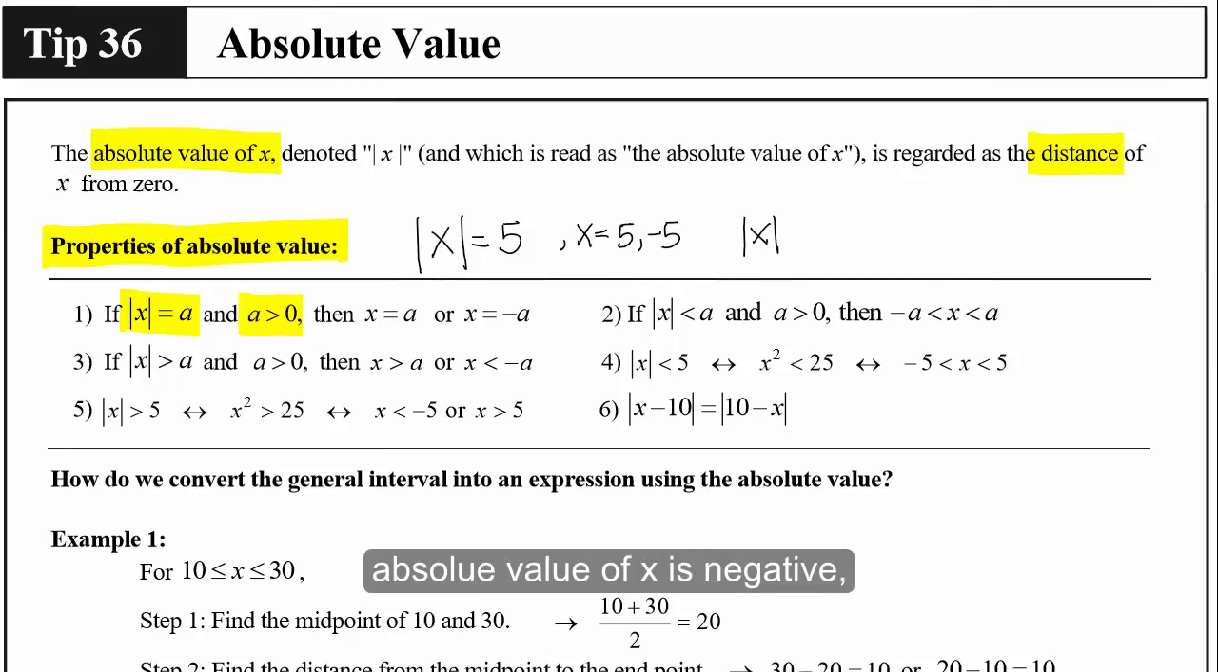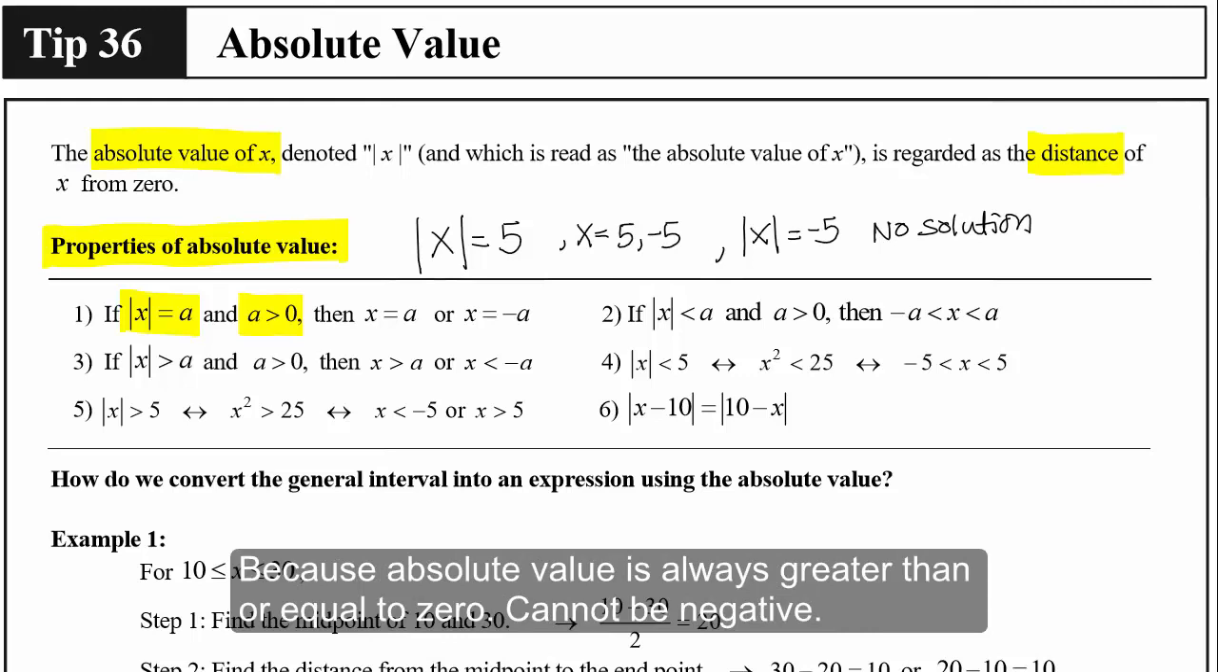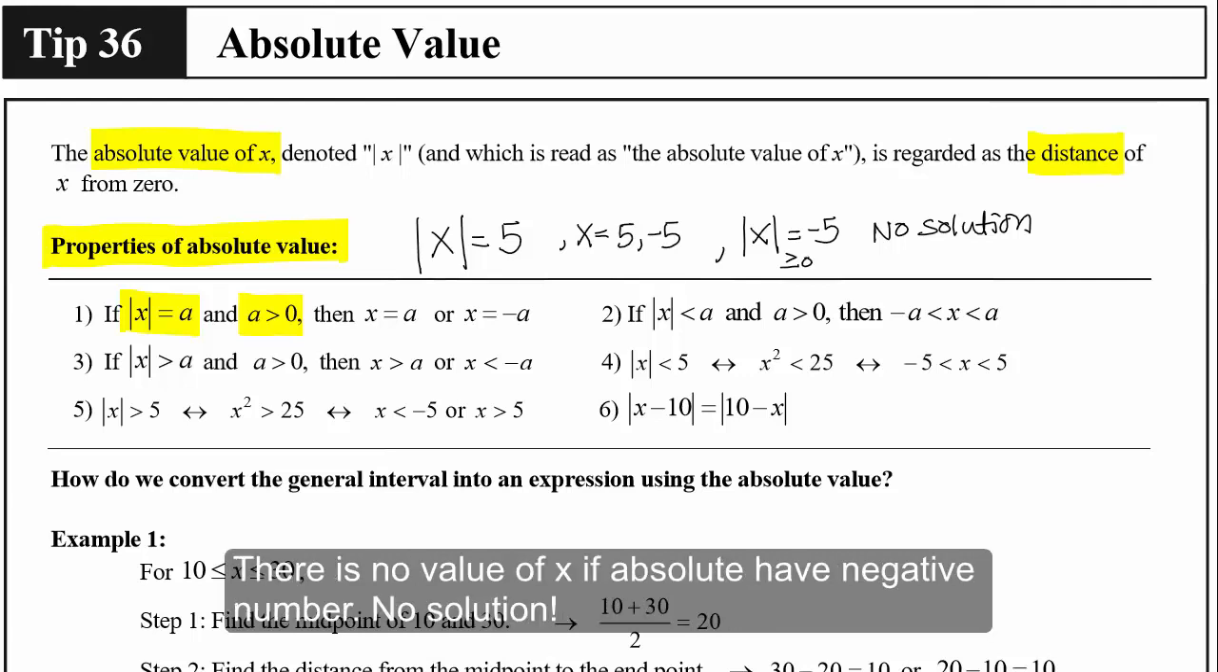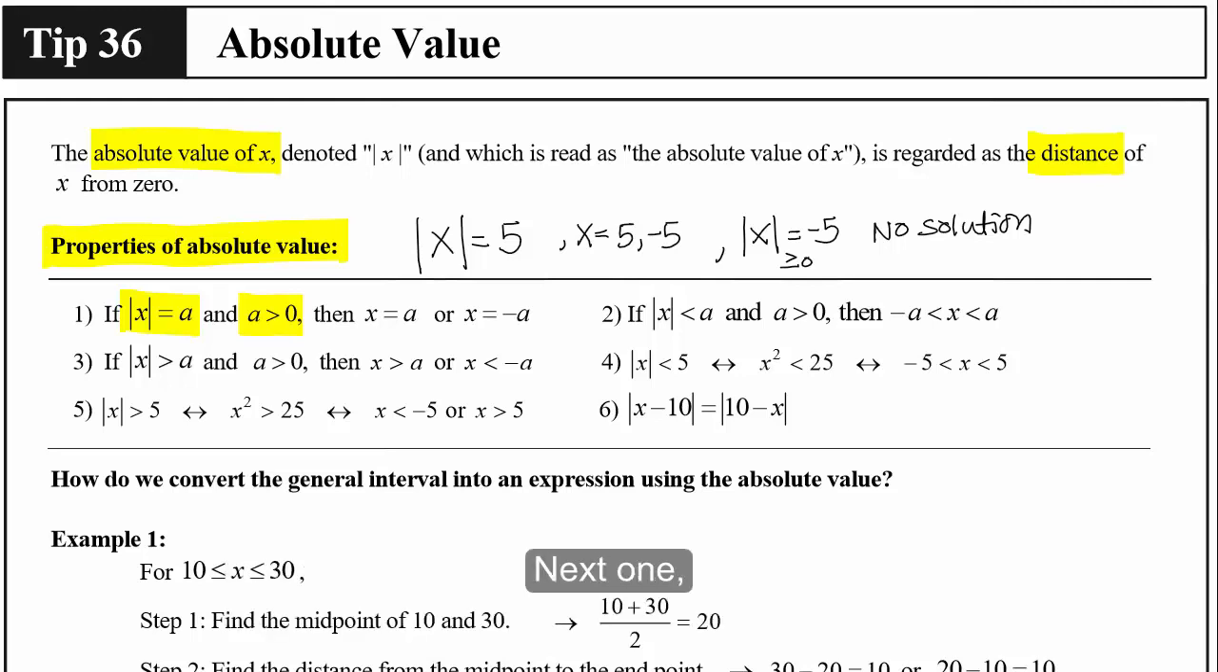If the absolute value of x is negative 5, then there is no solution. Okay? Because the absolute value is always greater than or equal to 0, it cannot be negative, right? Cannot be negative. So there's no value of x. If the absolute value equals a negative number, no solution. Okay, next one. Inequality.